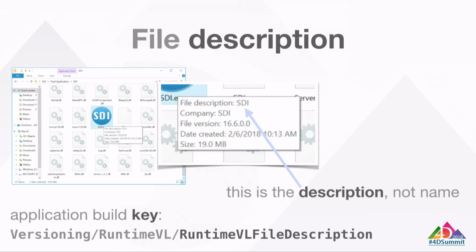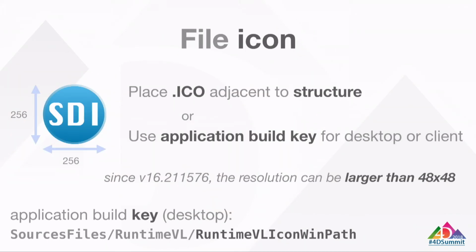Okay. And the icon, well, you probably know this already, but if you place an icon file adjacent to the structure file with the same name, then that file is automatically used as the custom icon for your application. Now, until V16, you might know that even if you place a really nice high-def image file, like an ICO file with an embedded PNG, it's only the 48 by 48 pixel, which is a very small icon, was used as your custom icon.